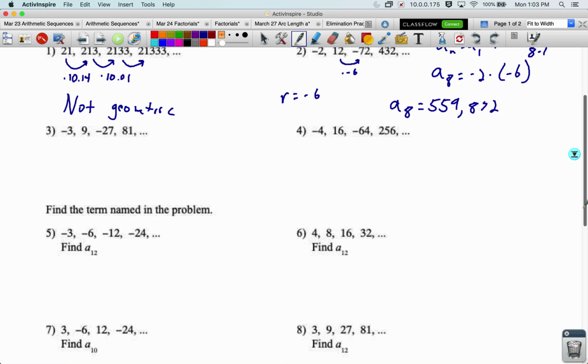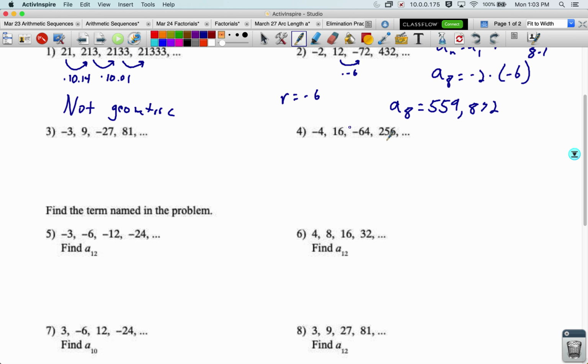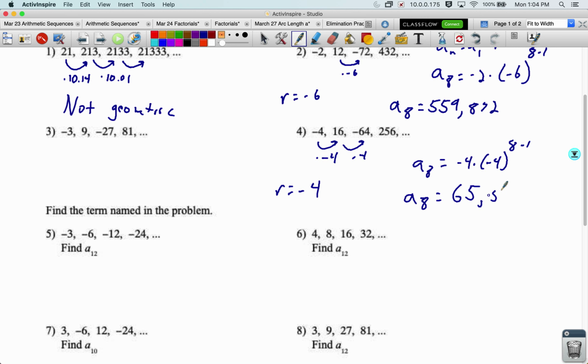All right, we'll just do one more here, oh, this is pretty similar. We'll do number 4. I'm multiplying by negative 4 each time, so yes, this is geometric. So the common ratio equals negative 4. A sub 8 equals negative 4 times negative 4 to the power of 8 minus 1. So negative 4 times, in parentheses, negative 4 to the 7th equals a sub 8 equals 65,536.